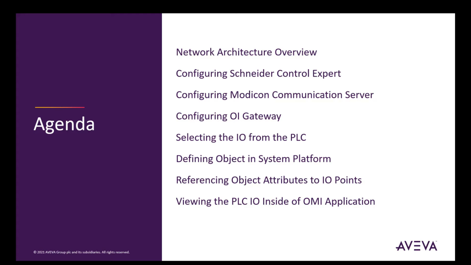After that, we will select the appropriate I/O from the PLC and define an object in System Platform that will utilize those I/O points. And finally, we will wrap up by showing how to properly reference the object's attributes to those I/O points and view the corresponding data inside of an OMI application.